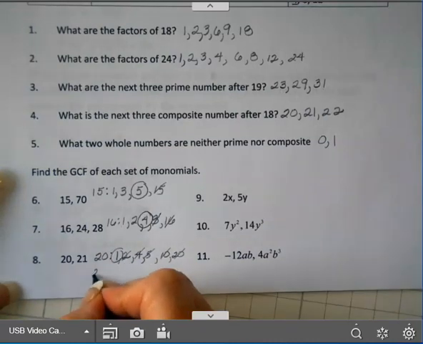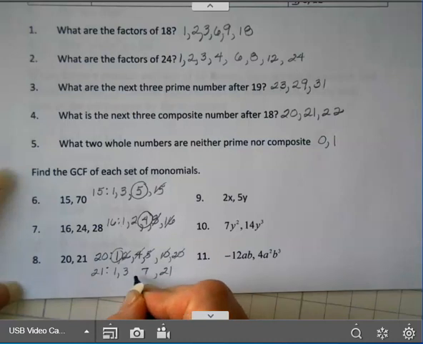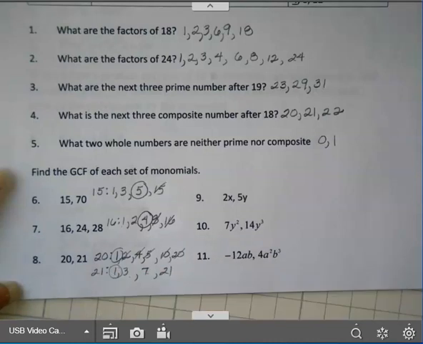You could list out the factors of 21 if you wanted to. So it's 1, 21, 3, and 7. But you'll see that these numbers don't go into 20. So 1 is the greatest common factor.